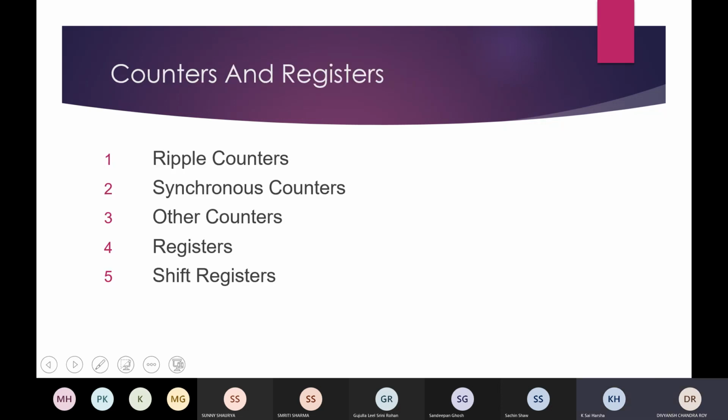Now the counters and registers. Yes, there is a doubt in the chat. Can you look at it once? One minute.